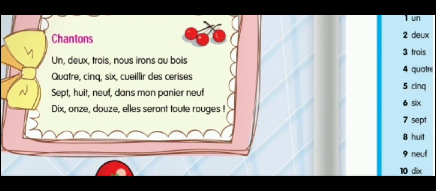Now let us understand its meaning. It means 1, 2, 3 we'll go to the woods. 4, 5, 6 pick cherries. 7, 8, 9 in my basket. 10, 11, 12, they'll all be red.